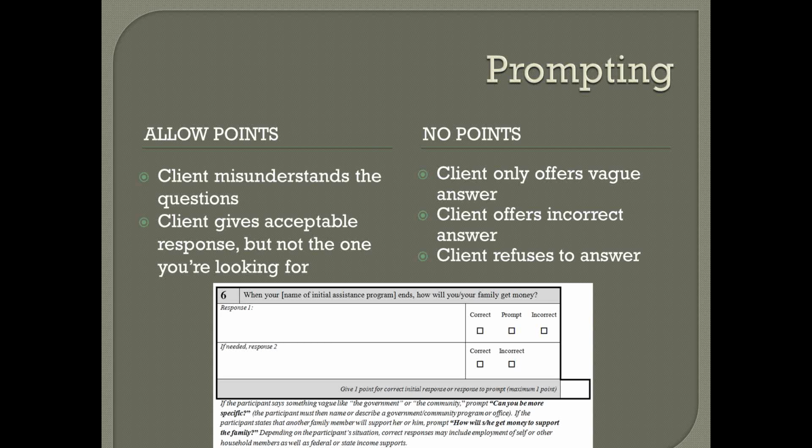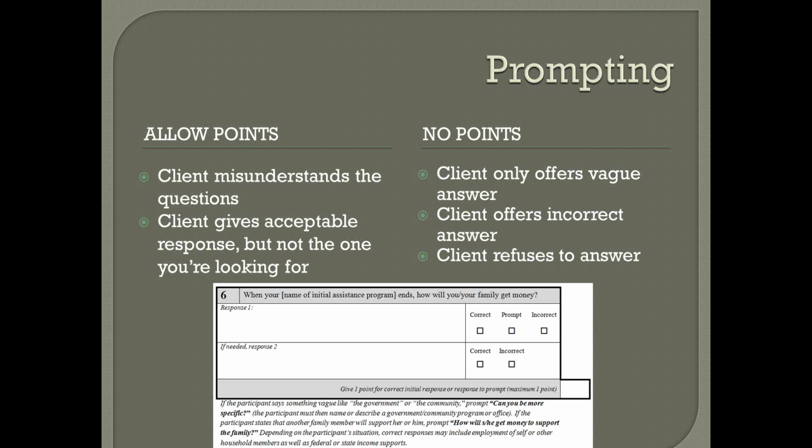Another thing that they tell you is that if the client gives an acceptable response, perhaps, but it's not really the one that you're looking for, you can try to prompt to get a more accurate result of what you're really looking for. When they tell you that you should give no points, this is some of the guidance from CAL. Let's just go over that quickly. The client only offers a vague answer. What I would add to this is if the client offers a vague answer and you prompt them and they still offer a vague answer, I would have to allow no points for that.